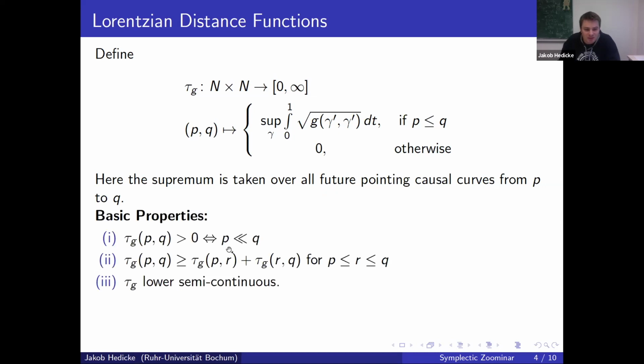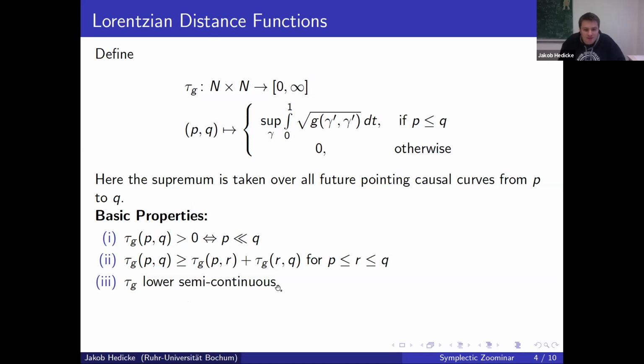So it always induces the smaller relation. It's positive if and only if P is smaller than Q. Because we take the supremum over lengths of curves in the definition instead of the infimum, one in the Lorentzian case gets this reverse triangle inequality. And the third property: in general, it's not continuous, but it's lower semi-continuous with respect to the manifold topology.